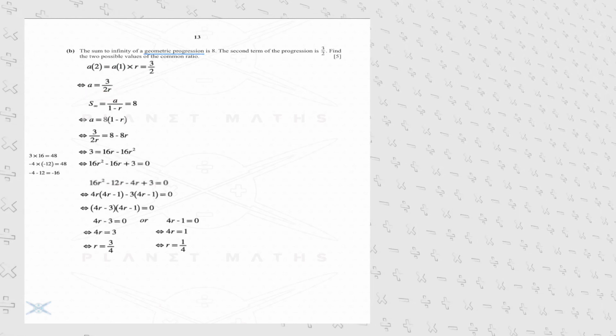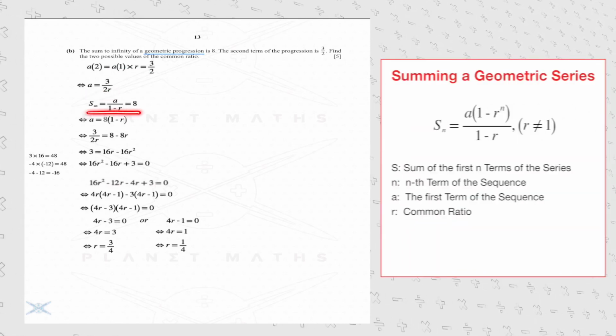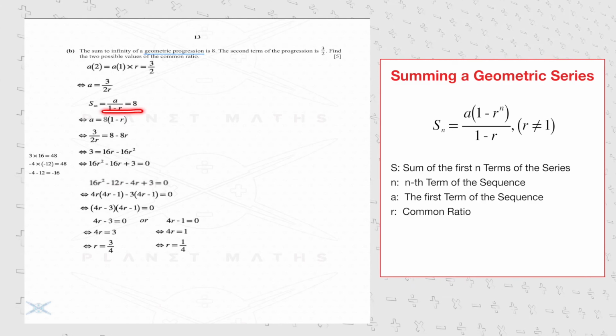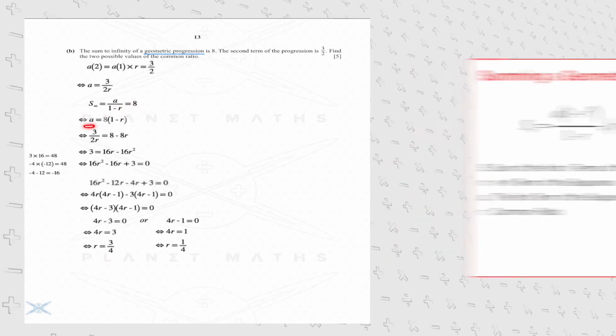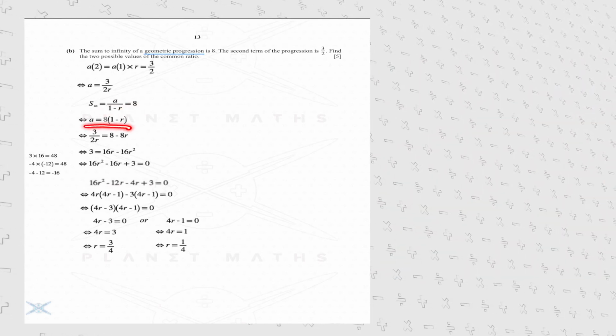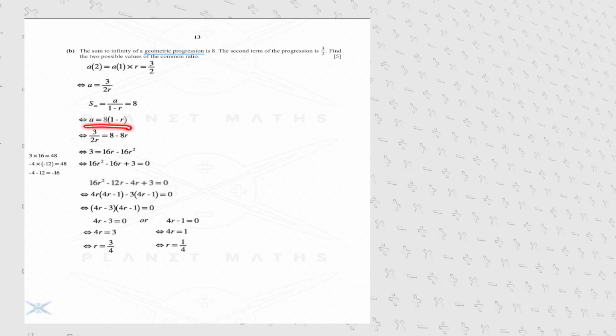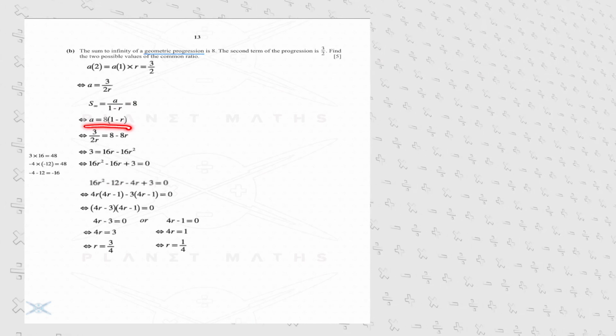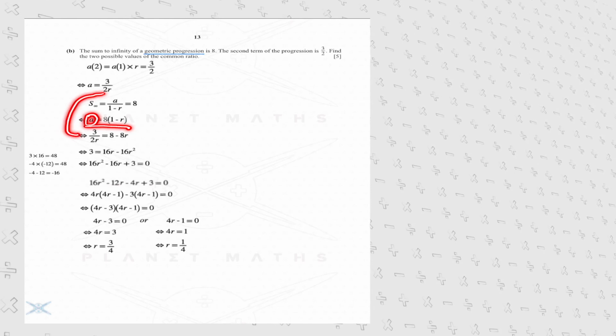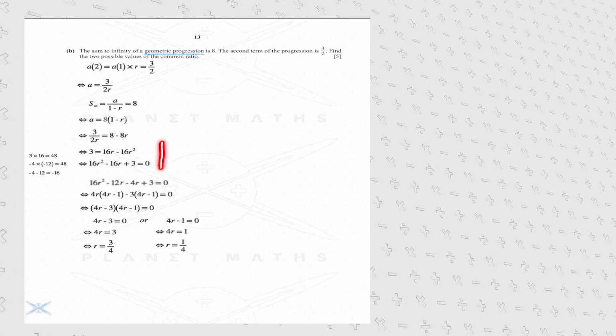Additionally, we know that the sum to infinity of the geometric progression is 8. Rearranging this equation for a provides us with the equation that a equals 8 times in brackets 1 minus r. To find the common ratio, we can now substitute a for 3/2r and rearrange the equation for 0.